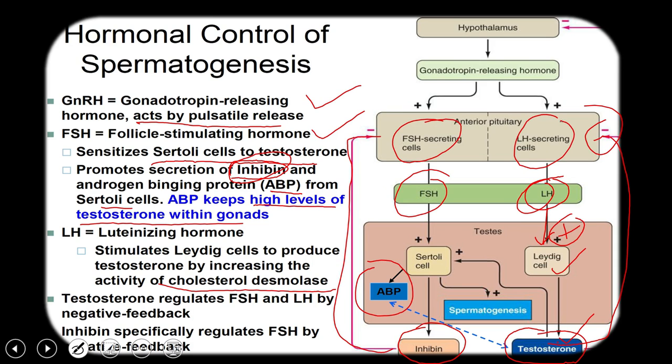Testosterone stimulates spermatogenesis. It also stimulates Sertoli cells, and ultimately stimulates the process of spermatogenesis. So this is the hormonal control over the process of spermatogenesis.